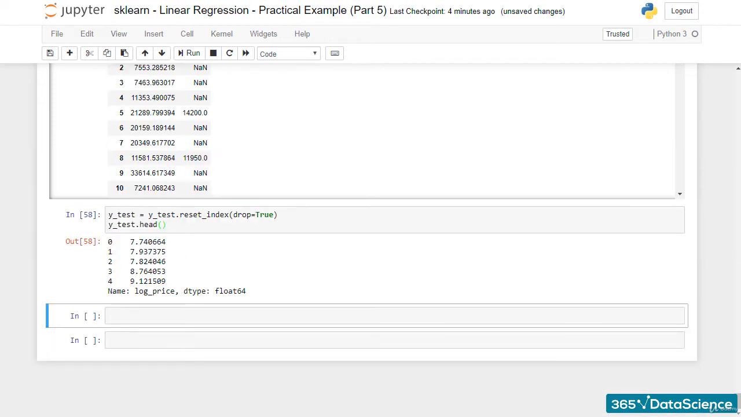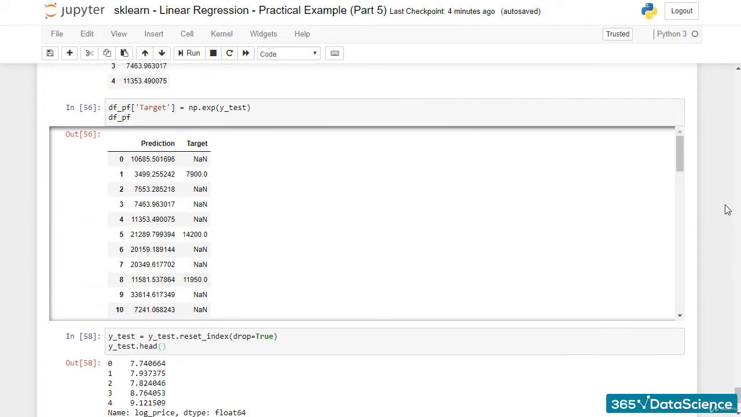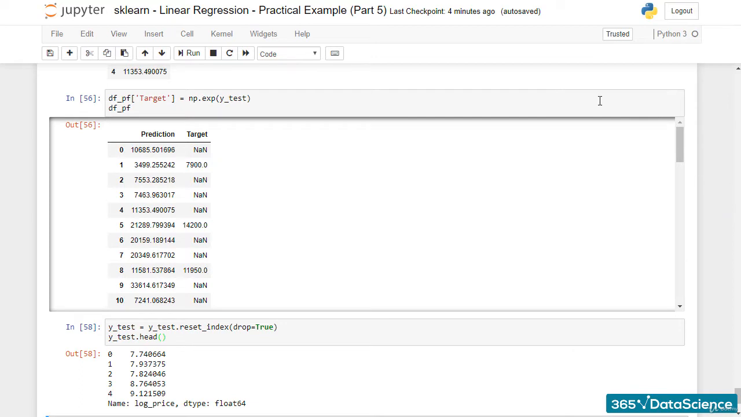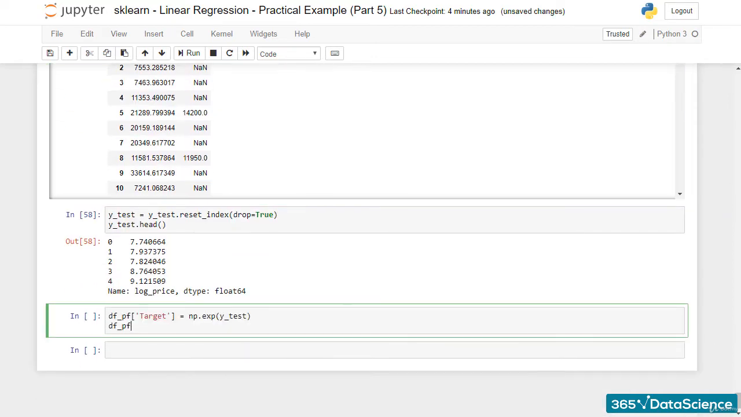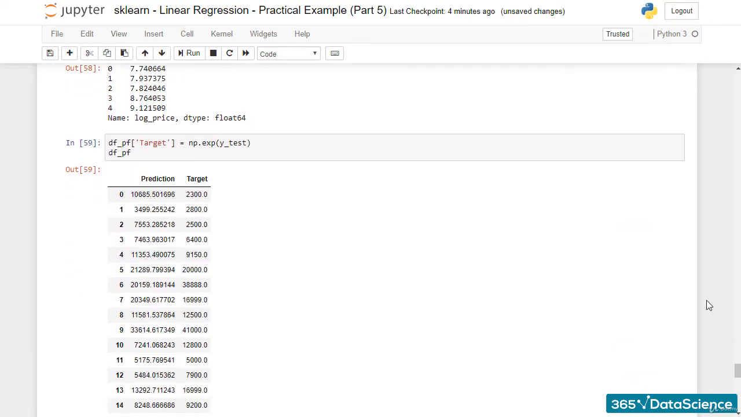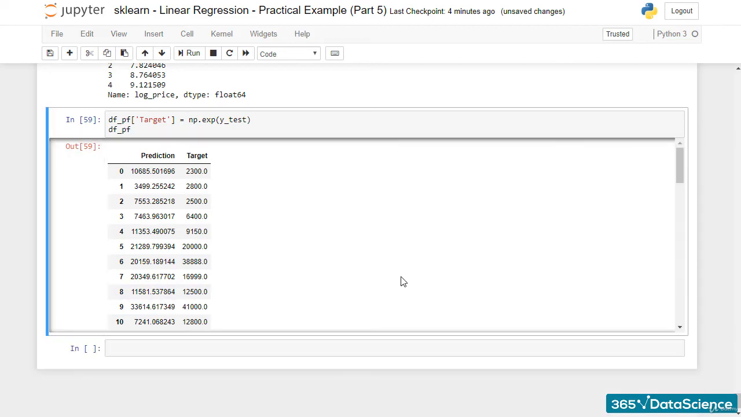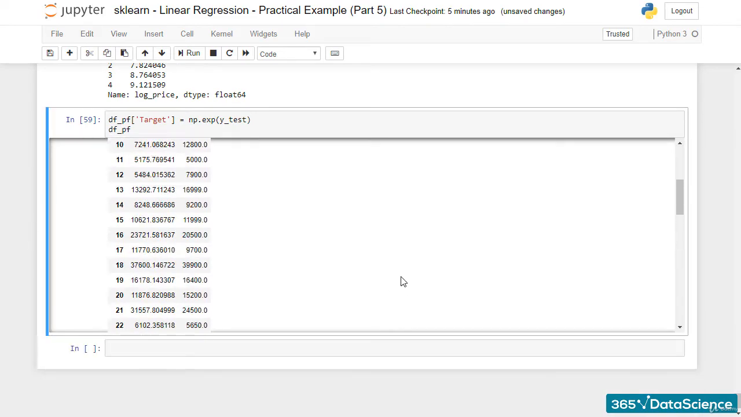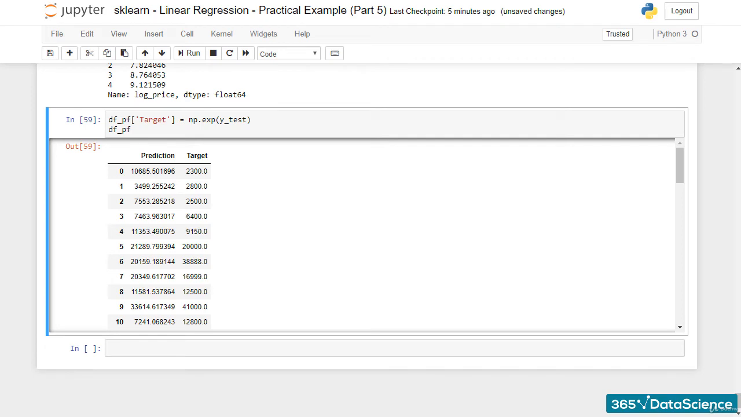All right. Let's overwrite the exponential of y-test in DFPF target. We get the result we initially tried to achieve. Okay, great! So, we have the predictions and the targets, and now we can proceed to comparing them. That can be done manually, or since we are coding, we could employ some code.